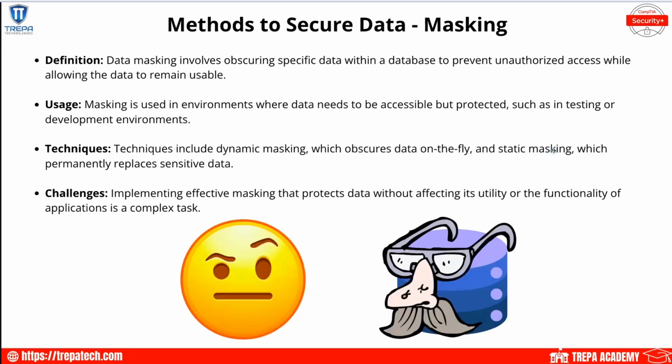Data masking. Data masking involves obscuring specific data within a database to prevent unauthorized access, okay? So this is just masking the data, not changing it from plain text to ciphertext, just changing some things and masking the environment the data sits in, okay?